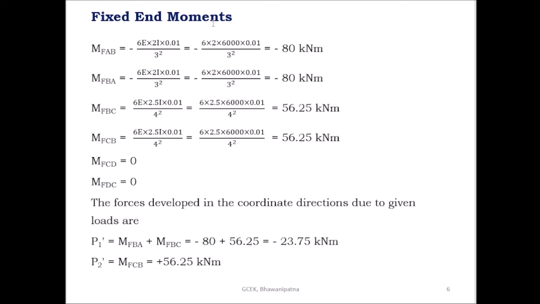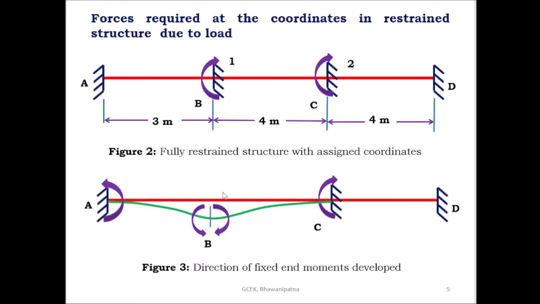So first find the fixed end moments. Due to the sinking of support B, find MFAB and MFBA, and MFBC and MFCB. But MFCD and MFDC are 0, because there is no effect due to the sinking of support. So here the moment is 0: MFCD is equal to MFDC, which is equal to 0.